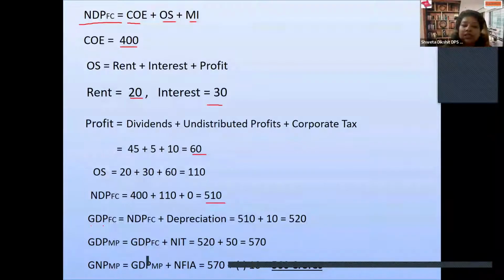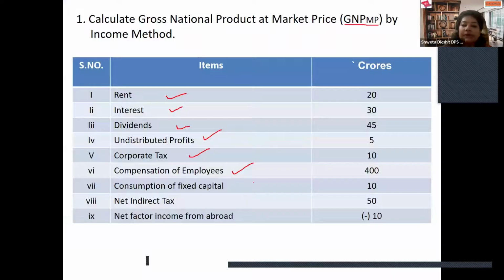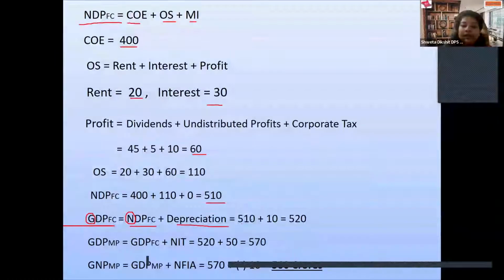Now, the question is asking you GDP at FC. To convert NDP into GDP, the difference is of only one alphabet, N and G. G is gross and N is net. So you need to convert net into gross, and for that we need depreciation to be added. As per the question, the value of depreciation is consumption of fixed capital, which is 10. So 510 plus 10 is equal to 520. So as per this, GDP at FC is 520.